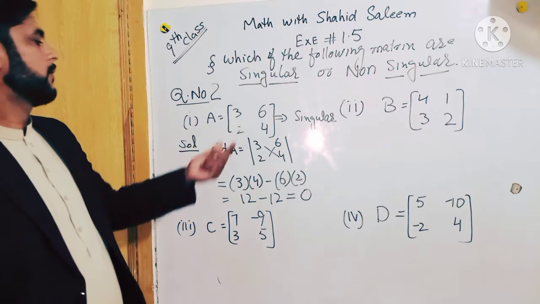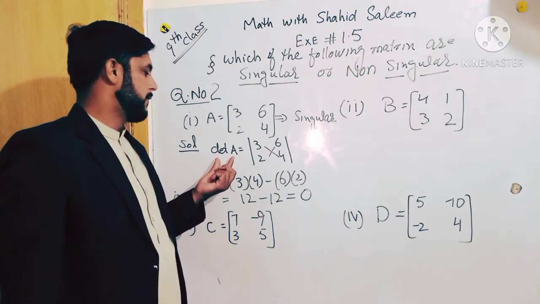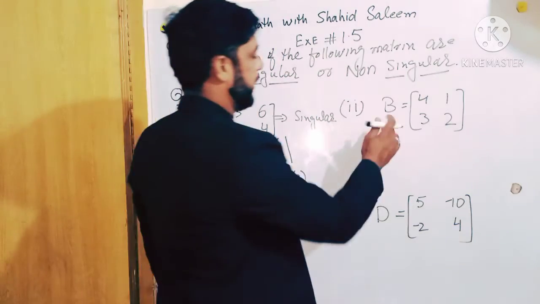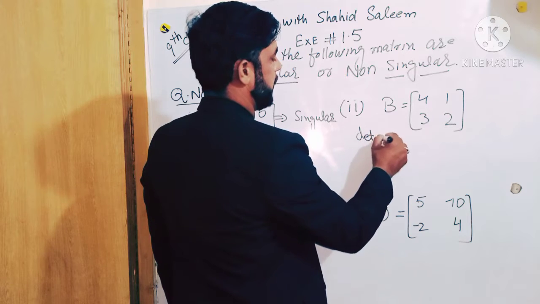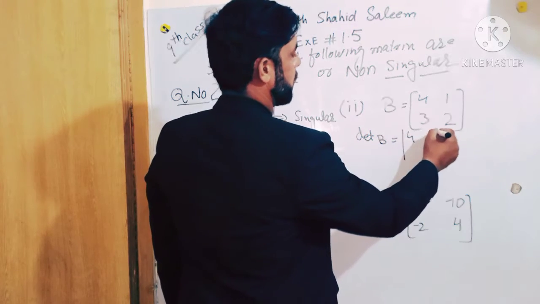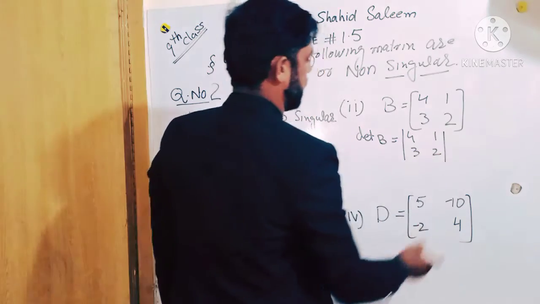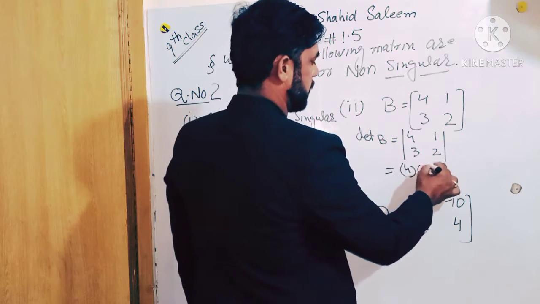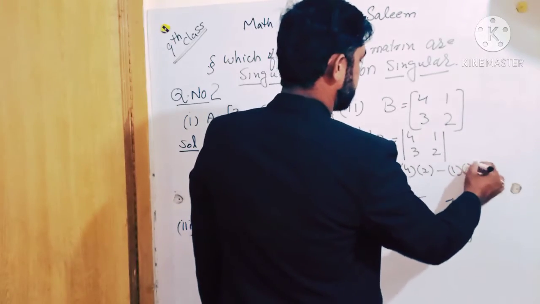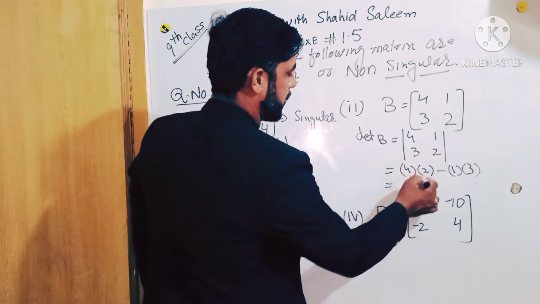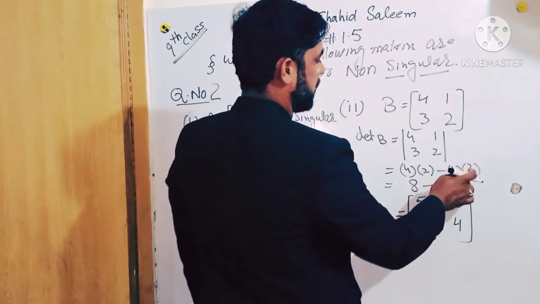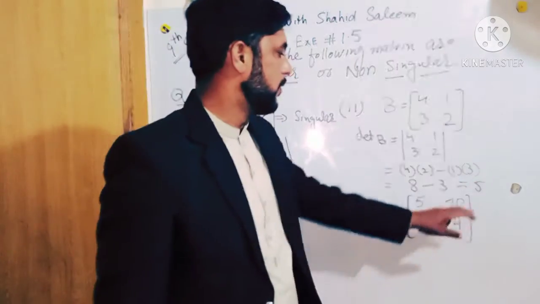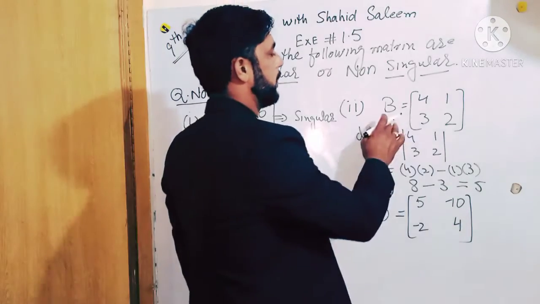This matrix is singular because determinant of A equal to 0, and also we find the determinant of B equal to 4 1 3 2 determinant. Multiply the diagonals: 4 into 2 minus 1 into 3 equal to 4 2s are 8 minus 3 1s are 3 equal to 5. So result is not 0. So B matrix is non-singular.